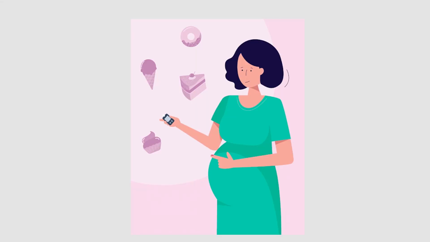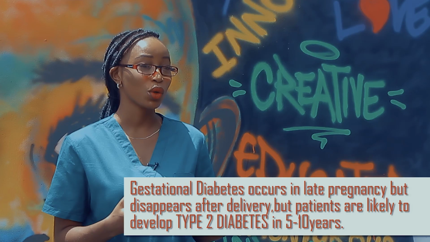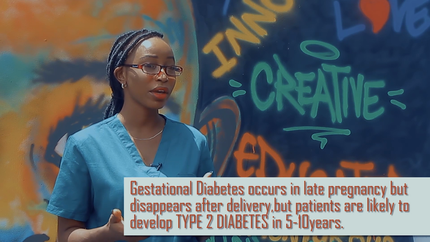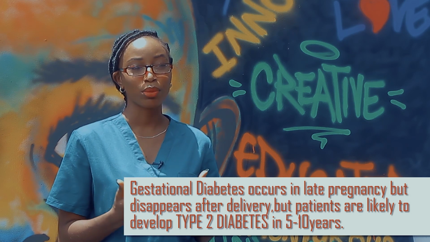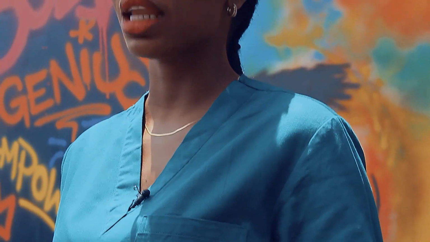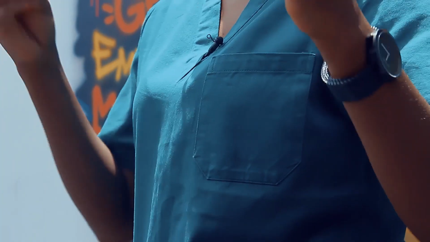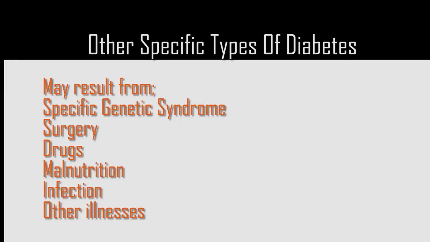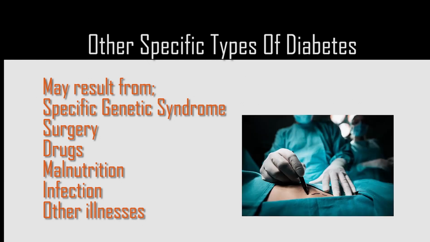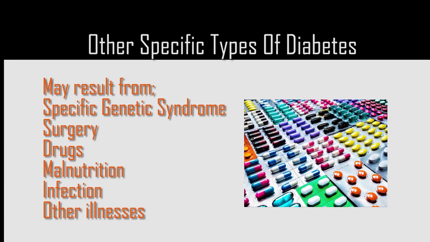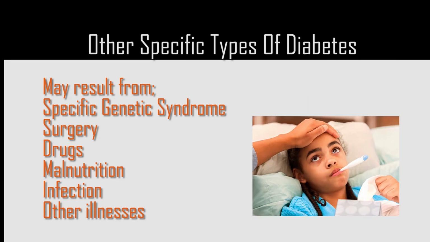So let's talk about gestational diabetes. From gestational, you should know that it's about pregnancy, right? So it occurs in late pregnancies but disappears after delivery. And you are prone to have type 2 diabetes later in the future, like from 5 to 10 years. So if you already have gestational diabetes, you should watch the way you eat, so you should know to avoid diabetes in the future. Other specific types of diabetes result from specific genetic syndromes, surgery, drugs, malnutrition, infection, and other illnesses.